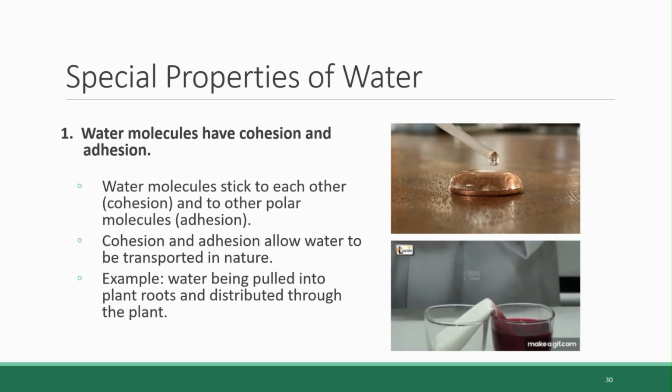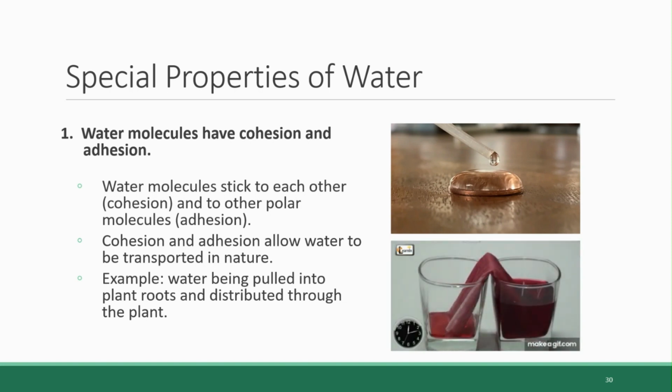The reason why the water is pulled into the paper towel is because of the adhesion of the water molecules to this paper towel, and cohesion pulls other water molecules along behind it. This is exactly how water moves through plants as well as through other living organisms. And without cohesion and adhesion, this transport of water would not occur.